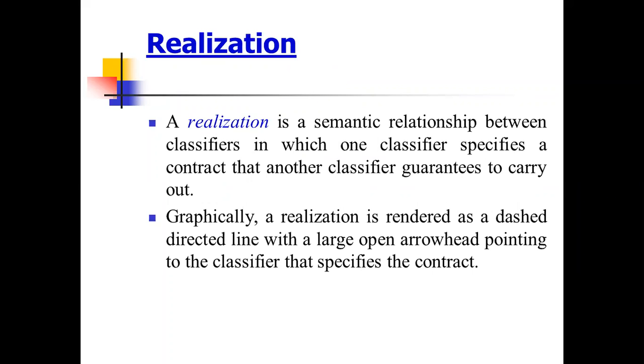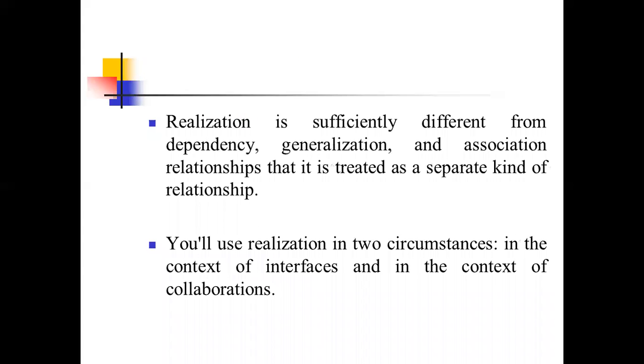Generalization is a relation between two classes at the same semantic level, whereas realization is a relationship between two classes at different semantic levels. Graphically, a realization is rendered as a dashed directed line with a large open arrowhead pointing to the classifier that specifies the contract.